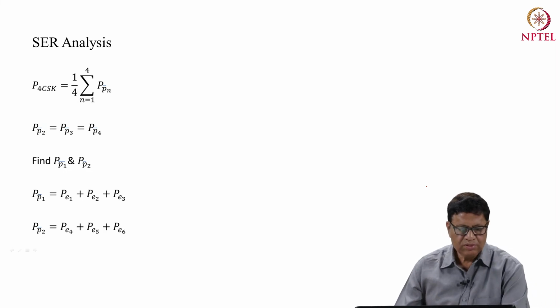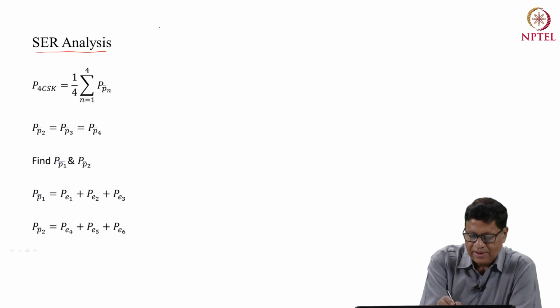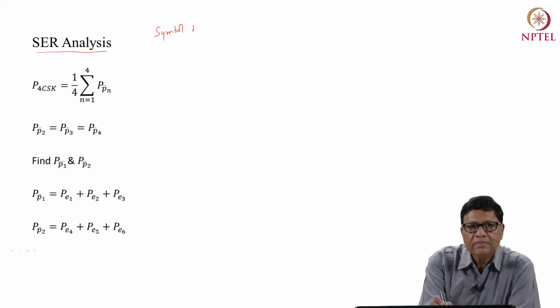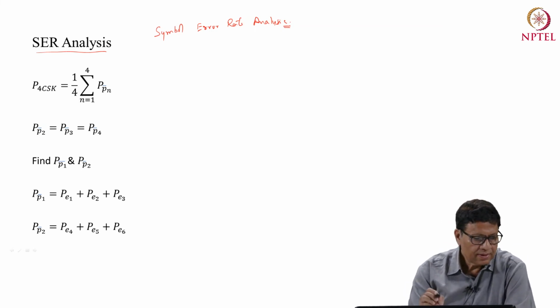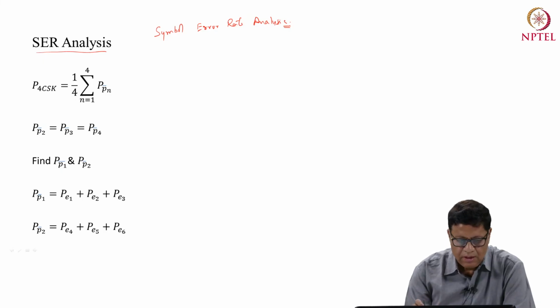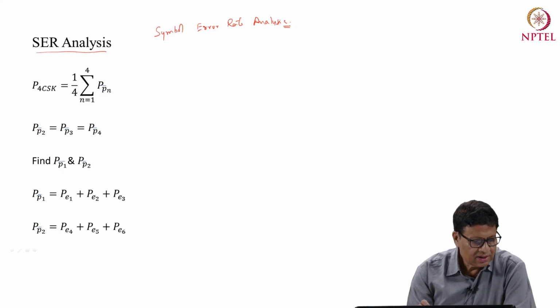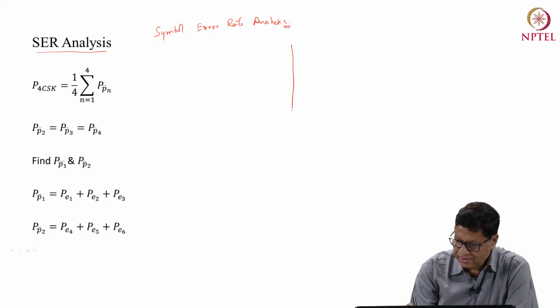So now let us try to do the SER analysis, symbol error rate analysis, for a CSK system. For doing this symbol error rate analysis, let us draw a 2D constellation diagram and try to understand the decision regions. So let me again draw this.